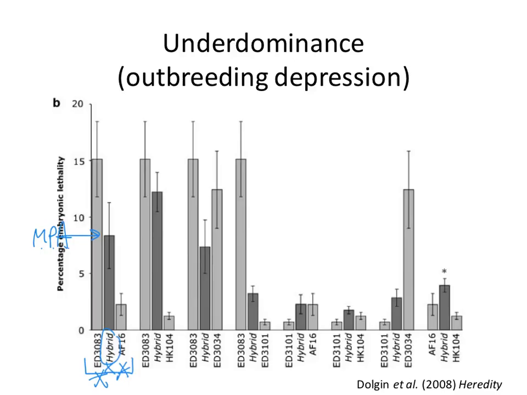So yeah, right here, 3083 and 3034. Both of the parents have high embryonic lethality. But what happens when you make a hybrid? It drops. So what sort of selection does that look like? Overdominance. So it's better to be a hybrid. So that looks like overdominance, the example we just talked about a couple of slides ago.